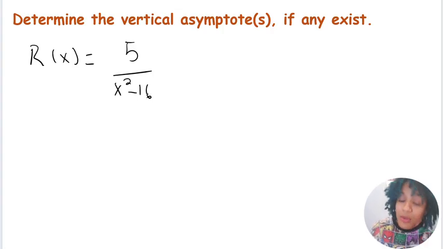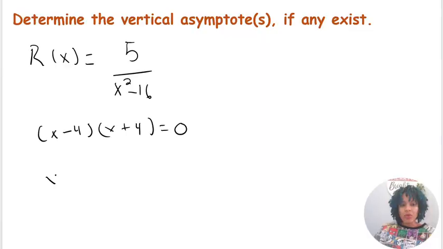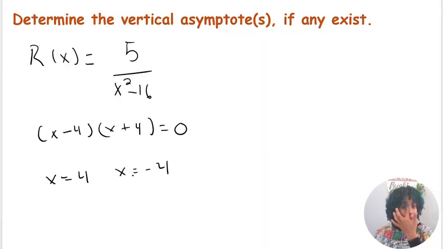Okay, and when we found the domain where we took the denominator and set it equal to 0 and solved, we got positive 4 and negative 4. Those are our vertical asymptotes. So I'm just going to go ahead and write it here as well so we can see. We have a vertical asymptote at 4 and a vertical asymptote at negative 4.